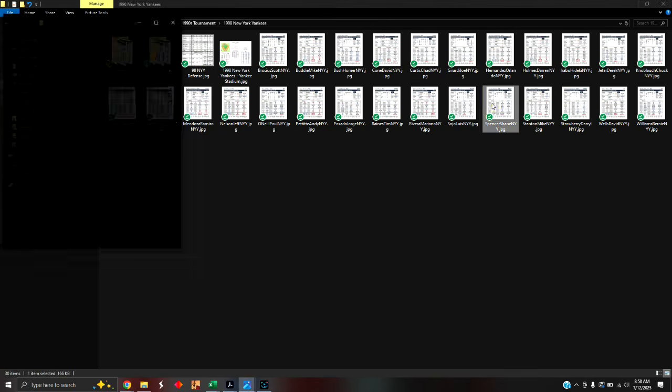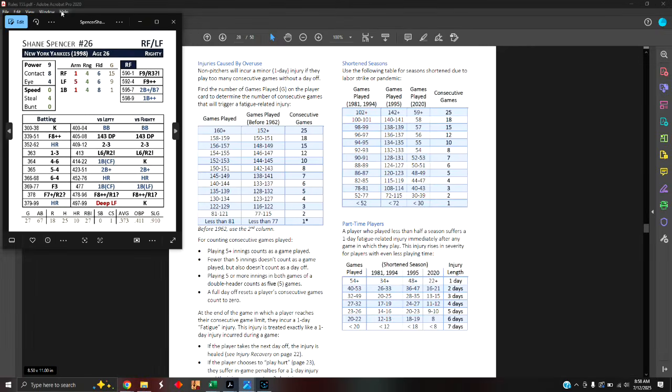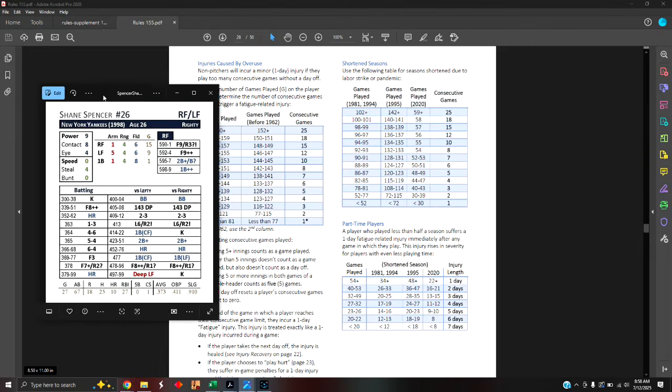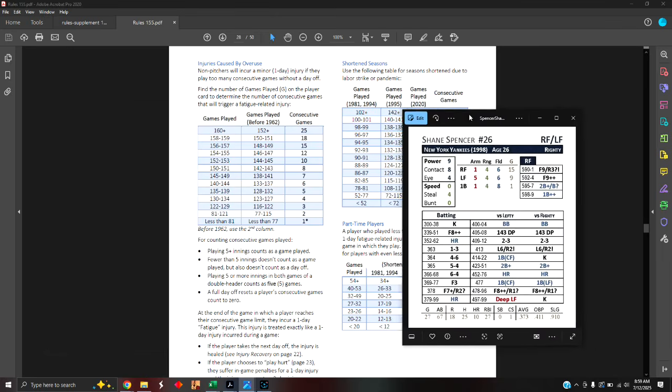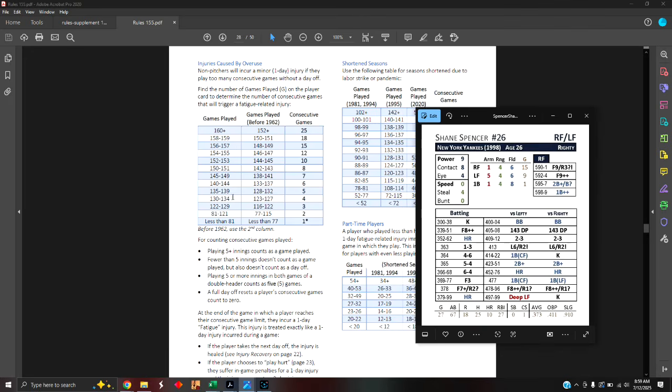Which, the funny thing is, I'm thinking of Shane Spencer. Remember 1998, Shane Spencer? He only played 27 games, came up for 67 at-bats, and he hit 10 homers. He hit .373 with 10 home runs in 67 at-bats. Now, if we played Shane Spencer every day, he would hit a ton of home runs. But that wouldn't be very realistic because he only played 27 games in real life. So, this chart prevents you from overusing players.